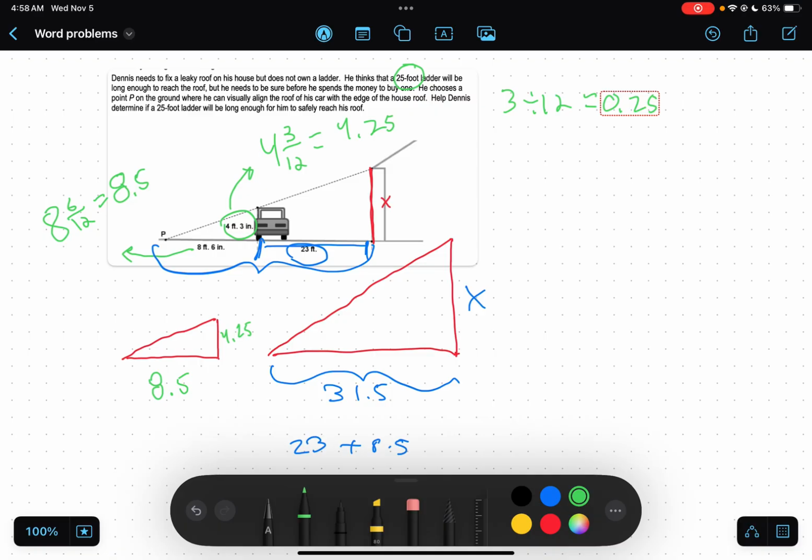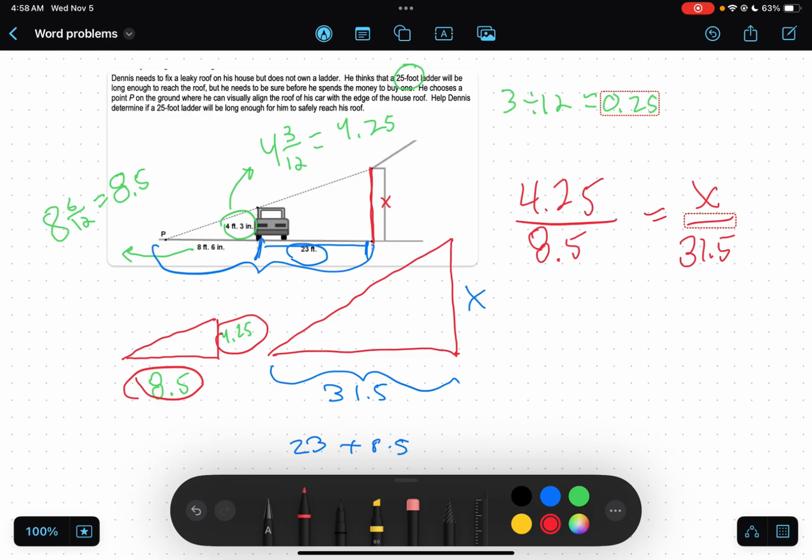Okay, so just as usual, there's a lot of different ways to set it up, but I'm just going to do the height of the triangle to the base of the triangle. So 4.25 over 8.5, and then x over 31.5. So I'm going to just solve. So if you set up the ratio a different way, that's fine, as long as we end up with the same answer. So I'm going to solve my ratio. And so this one is a calculator for sure. 31.5 times 4.25. So 133.875.